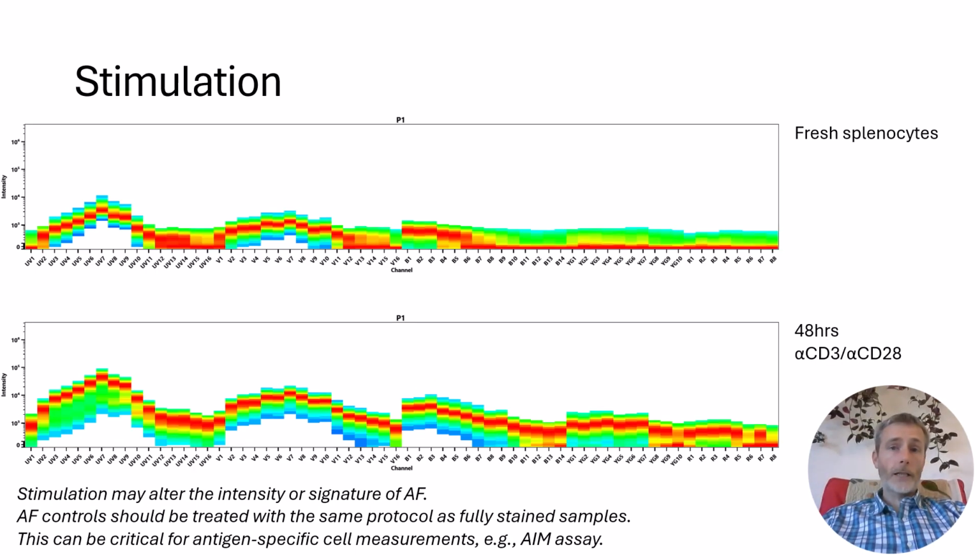If you're doing in vitro activation assays, such as restimulation for cytokines, it's important to bear in mind that the activation will likely alter the autofluorescence due to changes in the cell's metabolism. In this example with anti-CD3 stimulation, the T cells have increased their autofluorescence in the UV region compared to the unstimulated or fresh cells.